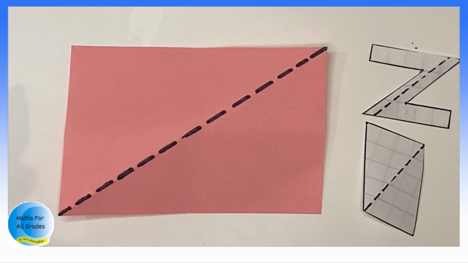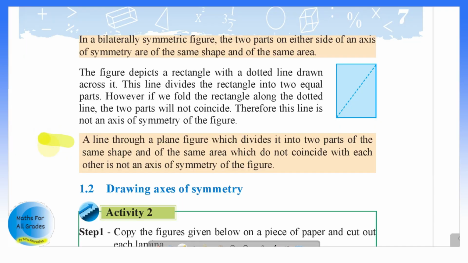So what I just mentioned here is in your textbook. Now let's read that paragraph. A line through a plane figure which divides it into two parts of the same shape and of the same area which do not coincide with each other is not an axis of symmetry of the figure.